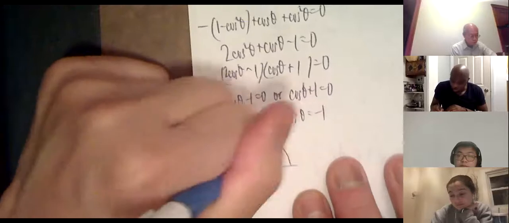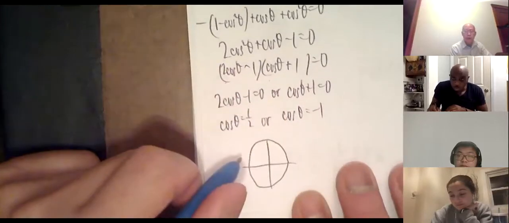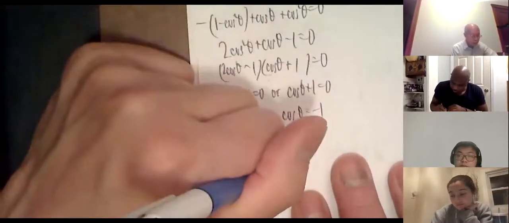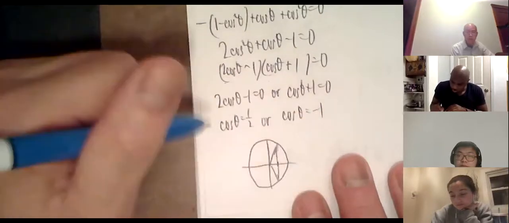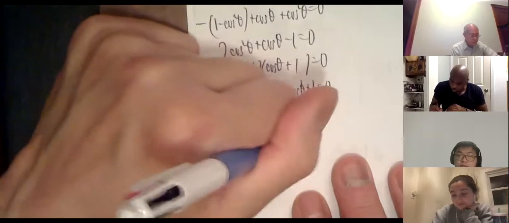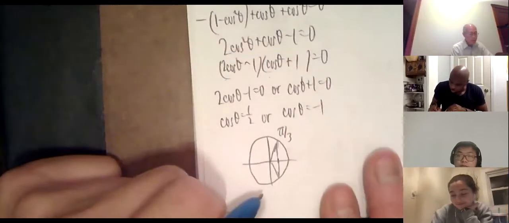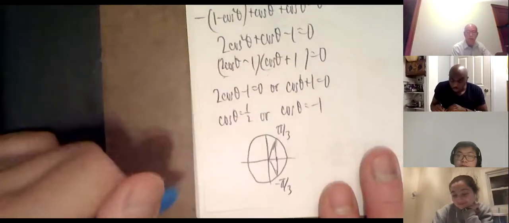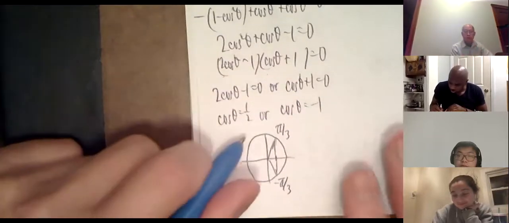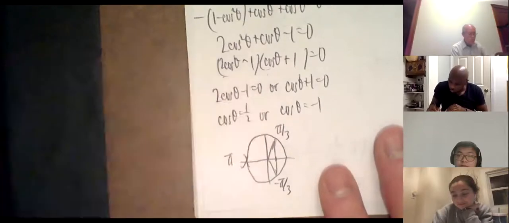Okay, so unit circle. Cosine's x coordinate. X coordinate is 1/2. Go like that. So that's there and there. Pi over 3, and, well, negative pi over 3 or 5 pi over 3. Let me go negative pi over 3. Cosine of theta is negative 1. That's over here. Pi.